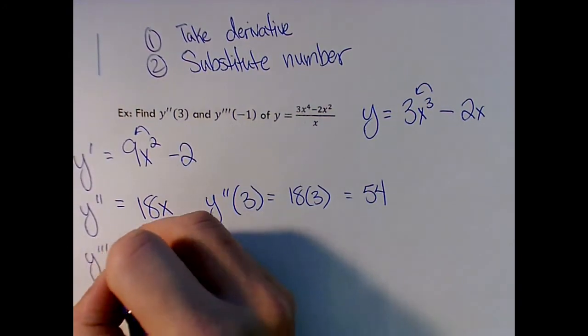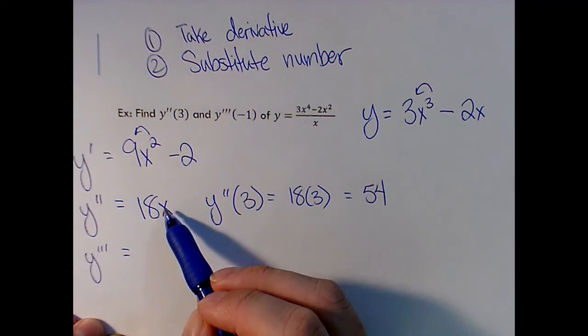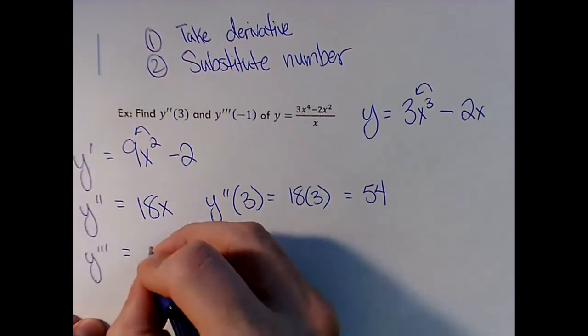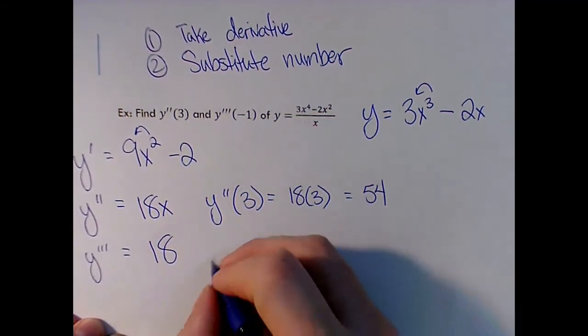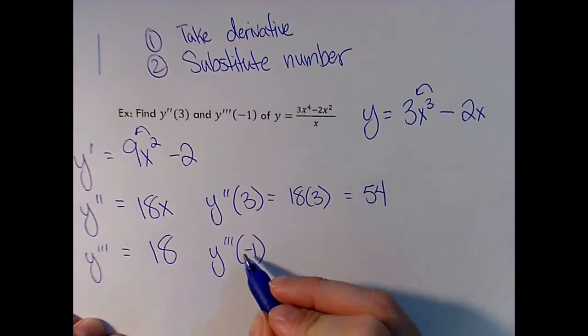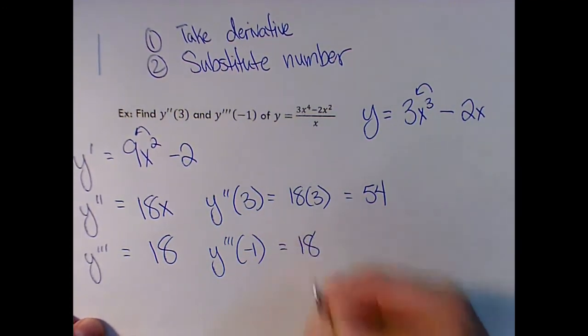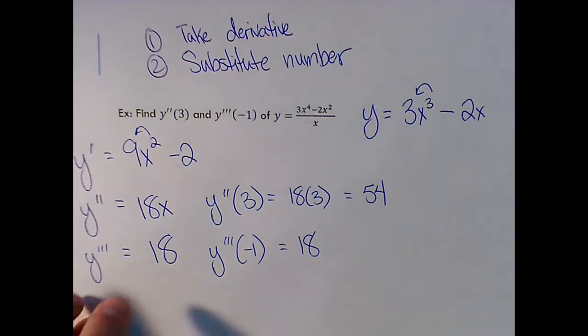Y triple prime is 18x, the derivative of 18x. Oh, that's just an x, which means the x goes away. Y triple prime of -1 means I plug in -1 for every x. There is no x. So that makes life easy.